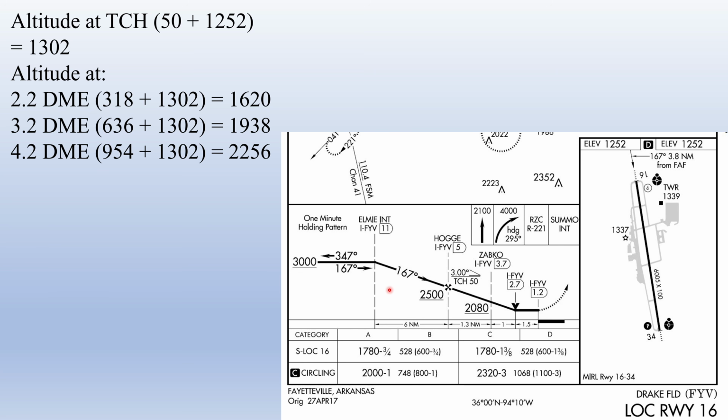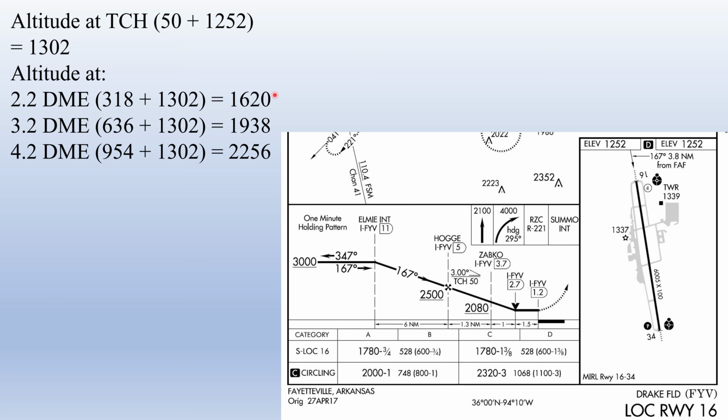So as we hit our final approach fix at 2,500 feet and start our descent, that will indicate 5 DME. Again, that's 3.8 miles from the runway. When we get to 4.2 DME away from the runway, we're 3 miles away from the threshold. We should see an altitude of about 2256. When we get to 3.2 DME, that's our 2 DME point, so 1938. And then 2.2 DME is 1 mile away from the runway, and 1620 should be our altitude.